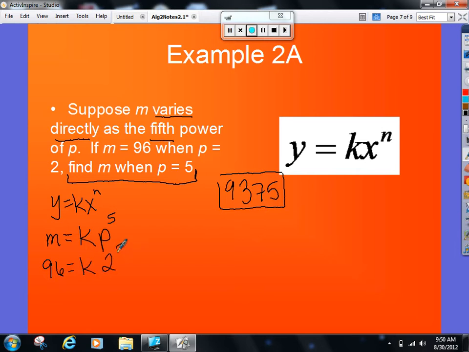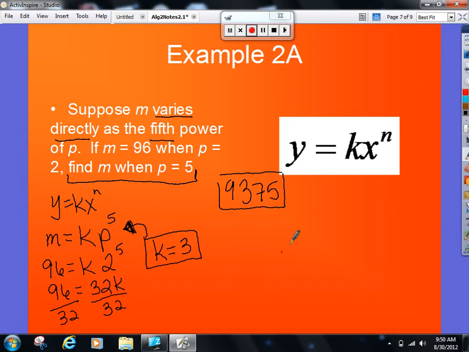2 to the fifth power is 32, so I have 96 equals k times 32, which is the same thing as 32k. I can now figure out what k is by dividing both sides by 32, and I have a k value of 3. Is that what they're asking me for? No, that is just what the constant is. I need to use that constant to plug it back into my equation here. m equals 3p to the fifth.